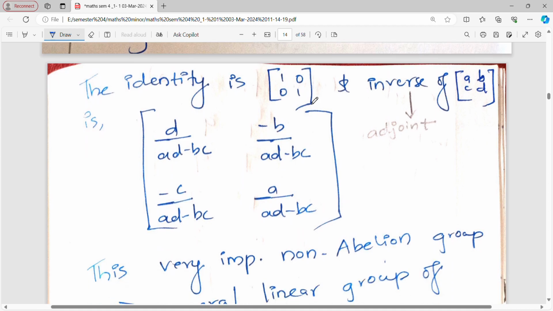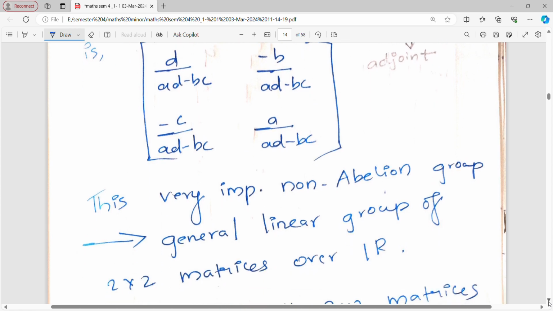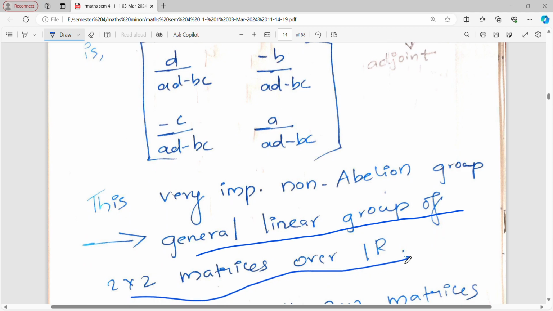The identity will be 1 0 0 1 and the inverse will be the adjoint of the inverse, okay? Adjoint of the inverse. And this is called the general linear group of 2 by 2 matrices of real numbers. This is really important.